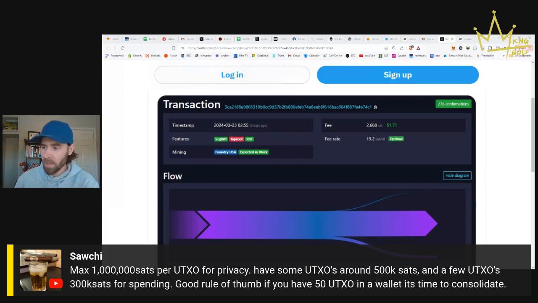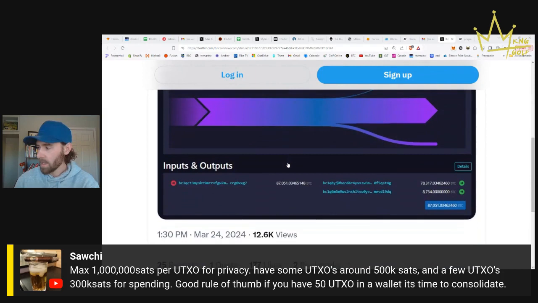But this is what Bitcoin layer one is going to be used for in the future, for these type of transactions, these huge transactions. In this case, 8,700 Bitcoin was sent. And you can see the breakdown here.